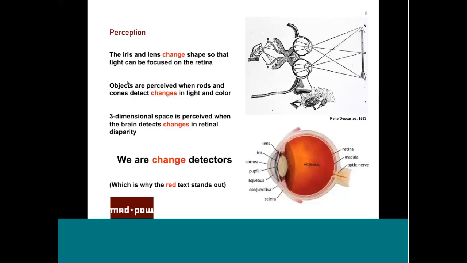Retinal disparity is the difference in the angles of the two eyes, and that allows us to see in three-dimensional space. So it all comes back to these different changes. We, as humans, are change detectors, and on this particular page, that's why the red words are standing out to you. They're much different than the black.